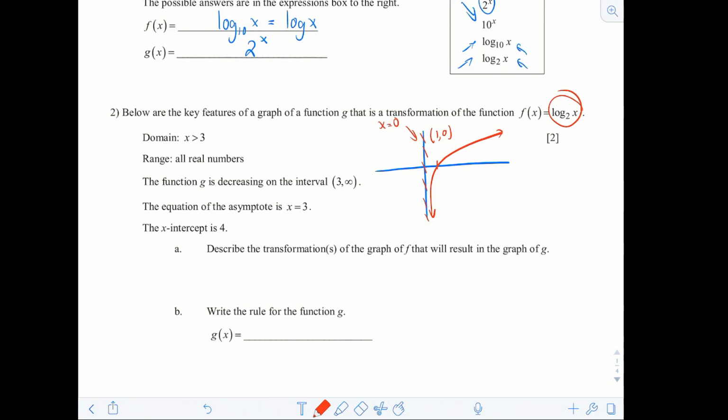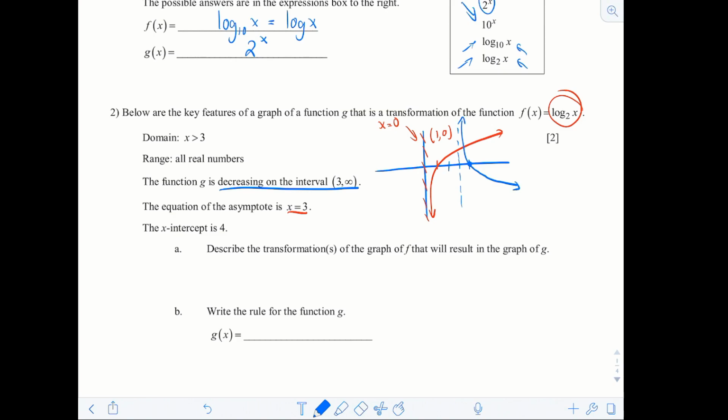A couple of things to note. The asymptote is 3, so this new graph is not just at 0, but 1, 2, 3, 3 units over. That means the intercept is going to be right there. Also, it's saying it's decreasing on the interval from 3 to infinity, so it's going to be going down like this.